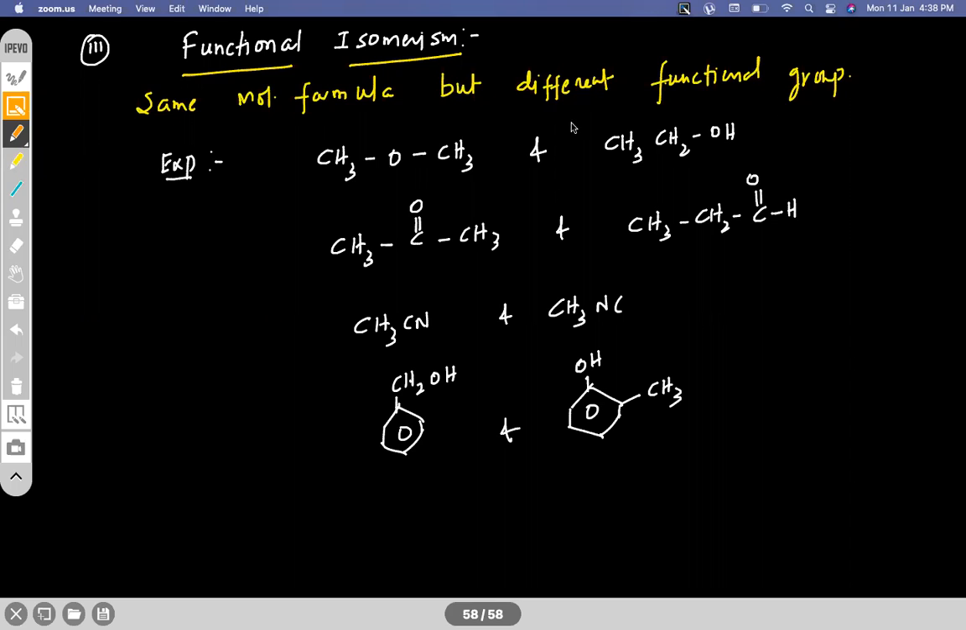Okay. So functional isomerism is when a different functional group is present. The next one is, write down, the next one is, okay, so we have done this tautomerism, we'll do it in the last. Okay, next write down. We have ring chain isomerism. The fourth one.